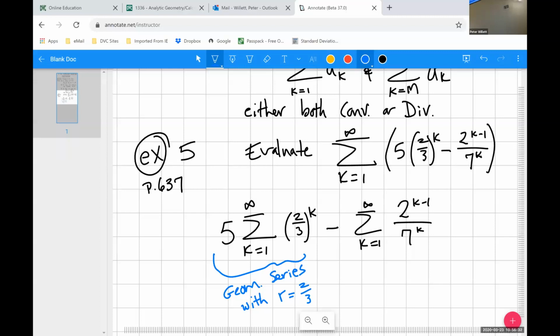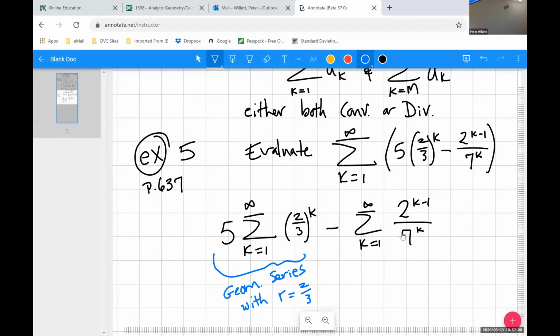Now over here, my concern is that the powers don't seem to match. I have a k minus 1 up here, and I have a 7 to the k down here. So it's kind of hard for me to look at this as an example of just what's happening with the single power of k, because these seem to be mismatched every time. So here we would probably want to make an algebraic adjustment.